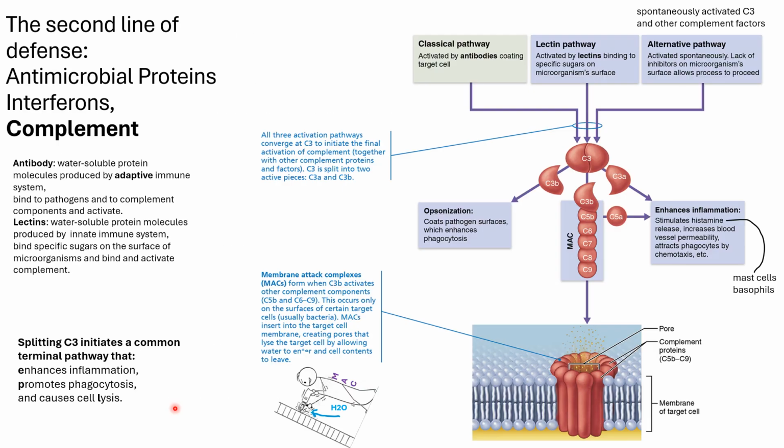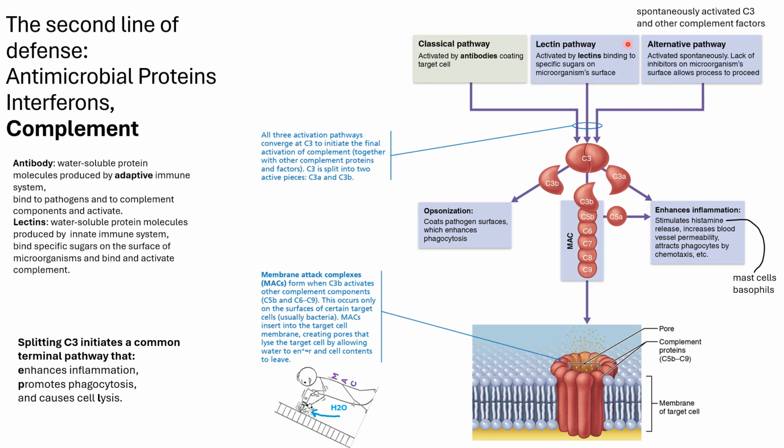This brings us to our second type of antimicrobial proteins. They are known as complement proteins. There are about 20 complement proteins in the plasma, and they are activated by three pathways. There is a classical pathway, then there is a lectin pathway, then there is an alternate pathway. Classical pathway is through antibodies. These antibodies activate these complement proteins when they bind to the target cells.